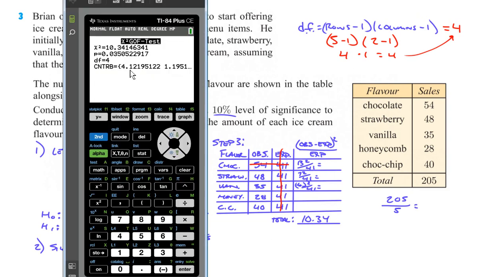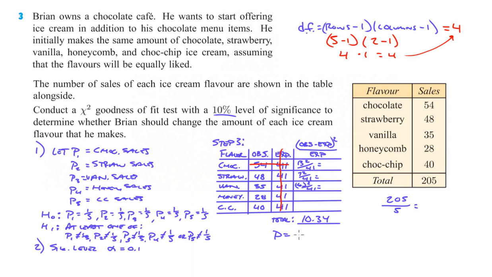10.34. Is that right? 10.34. And our p-value is 0.035. So to go back to our 6 steps here, step 3 is our chi-squared total right there, right? Step 4 is officially our degrees of freedom here.